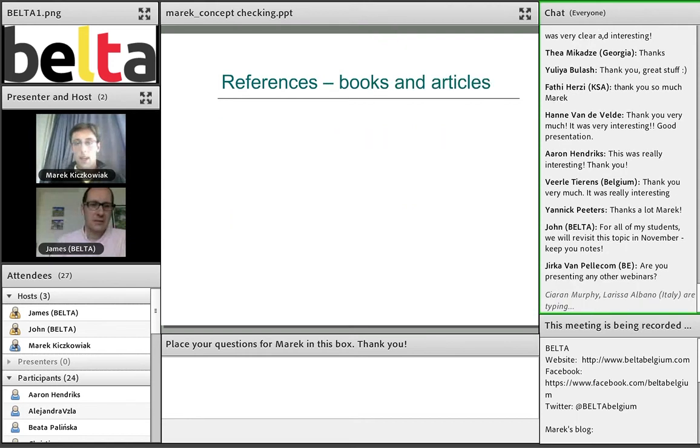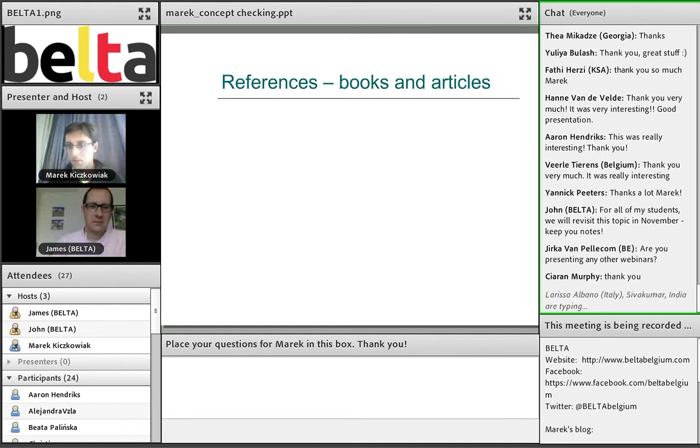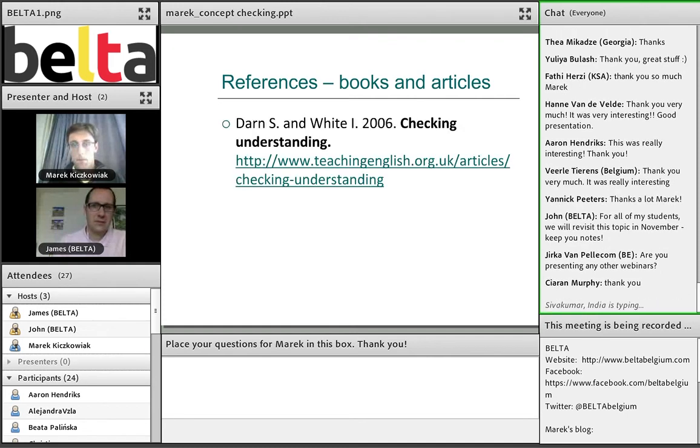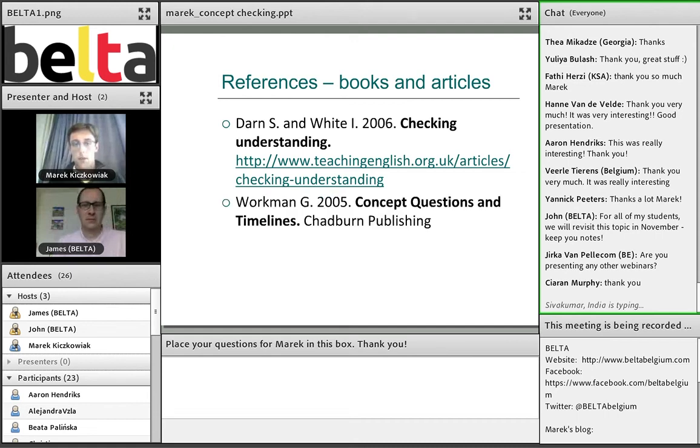And then we've also got books, Understanding Teaching English, and Workman, Concept Questions and Timelines.